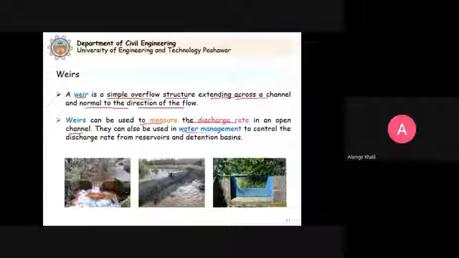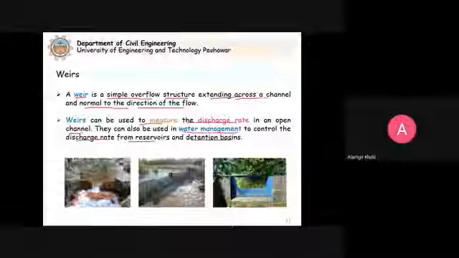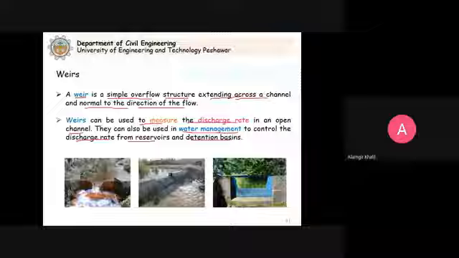They can also be used in water management to control the discharge rate from reservoirs and detention basins. So basically these types of structures are provided to control the discharge rate from reservoirs and detention basins. You can see, for example, in this case, there is a pond as a result of this structure that we provide. So not only do you measure the discharge in the channel, but it is also used in water management. This you will study in more detail in another course known as irrigation engineering. Clear? Those basins detain the water. So primarily what we are discussing here is for discharge measurement purposes.